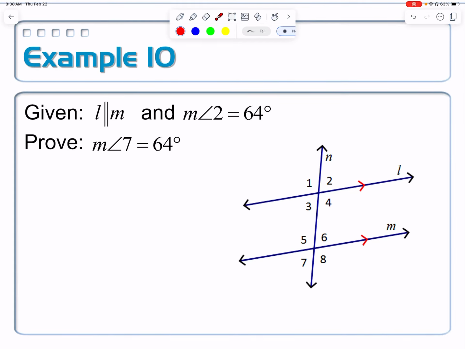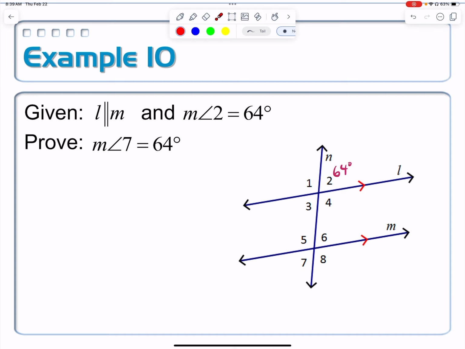On example 10, we are given two things. We're given that line L is parallel to line M. We do have a transversal, a bunch of angles, and in particular, we know that the measure of angle 2 is 64 degrees. And what we're trying to prove is that the measure of angle 7 is also 64 degrees.